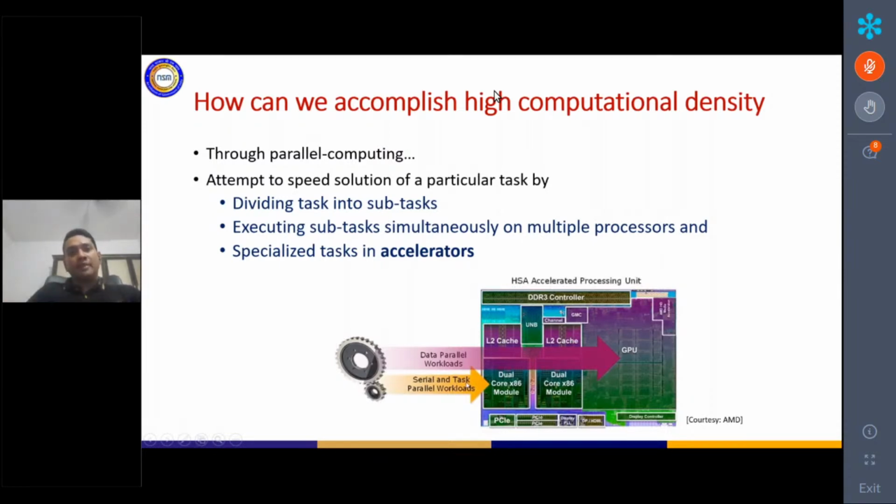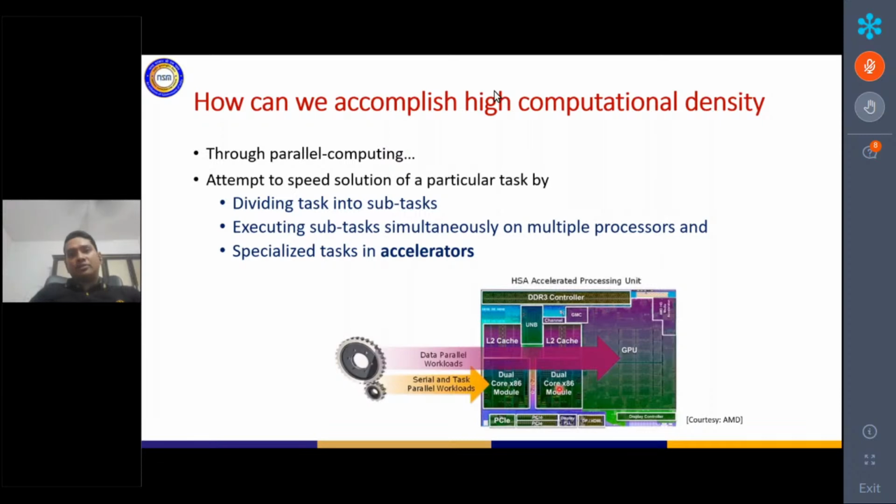Where you have the serial tasks or mostly the parallel workloads, which are not that data intensive, they are being controlled or executed by the processor itself. So that might be a multi-core processor or a single core processor. In this particular figure, you are seeing that it has a dual core processor.